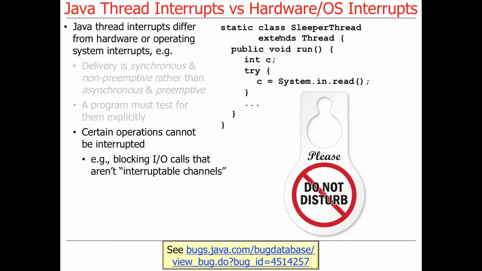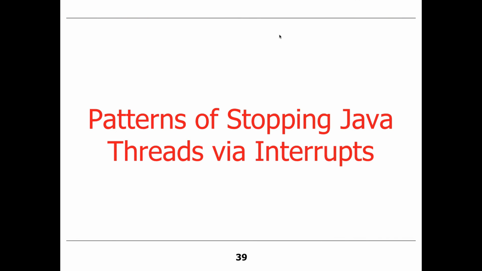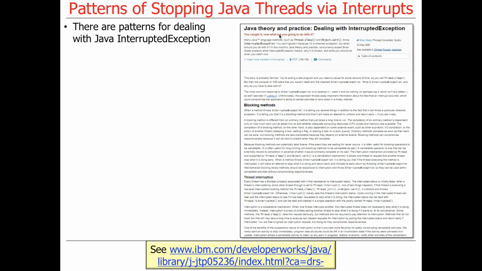And I think that's completely wacky, because it means that in many situations it's very hard to stop something from reading. And so you actually have to do some other tricks. You have to set your stuff in non-blocking mode and so on, or use interruptible channels and so on. So it turns out to be a bit non-intuitive, but be aware that there are some things in Java that are very hard to interrupt. Okay, let's now talk about patterns of stopping Java threads via interrupts. I've told you a bit about how they're synchronous and non-preemptive. Now let's talk about what you have to do in order to program them effectively.